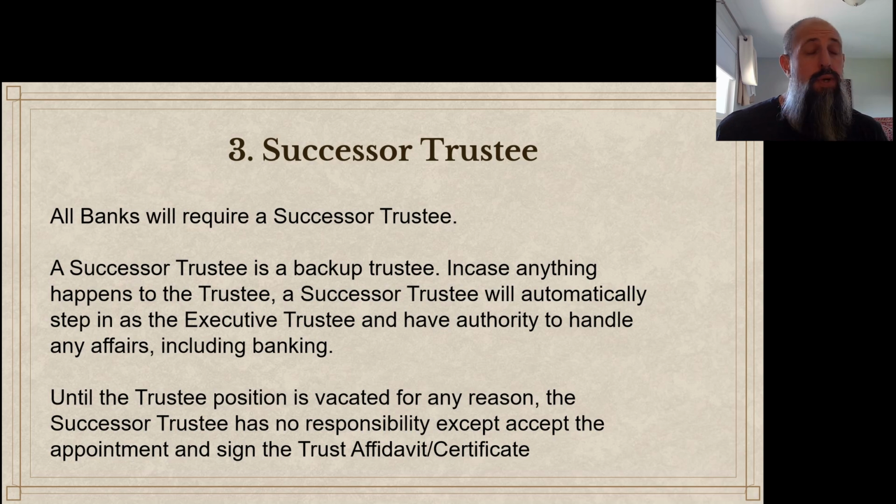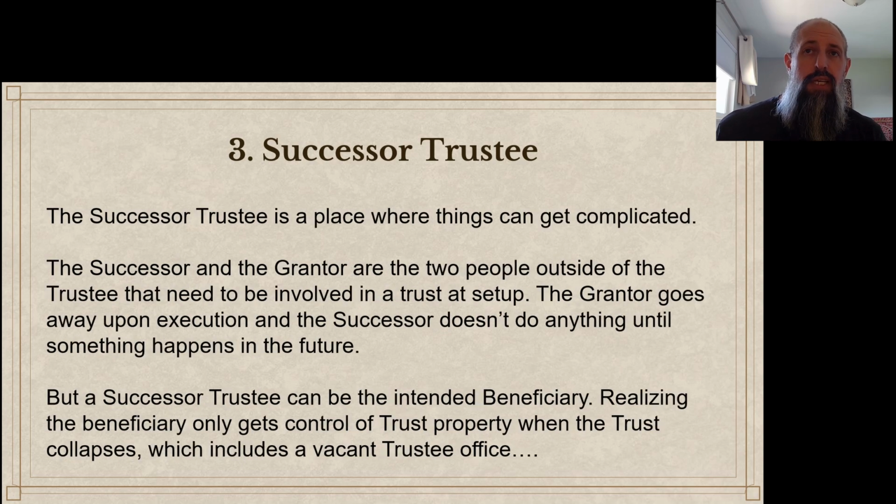But that's it. And then once they've signed their stuff, they don't have any obligations until something happens. And when something does happen, specifically the trustee passes away, you pass away, then the successor trustee automatically steps in. They sign their oath of office, and now they're the full-fledged trustee. You can use the successor trustee as the true beneficiary.